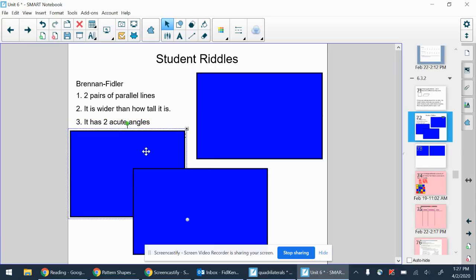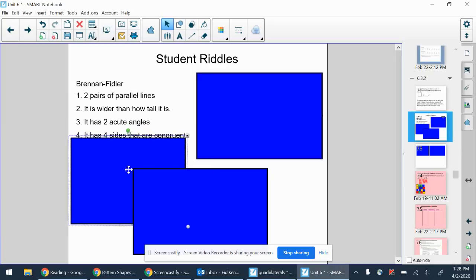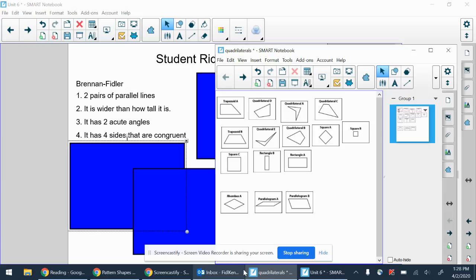It has 2 acute angles. Ooh, rectangles only have right angles. Okay, this one has 1, 2, 1, 2, 1. Okay, I got rid of 1 more. Okay, let's see if this last clue can help us choose which one it is out of these 3. It has 4 sides that are congruent.